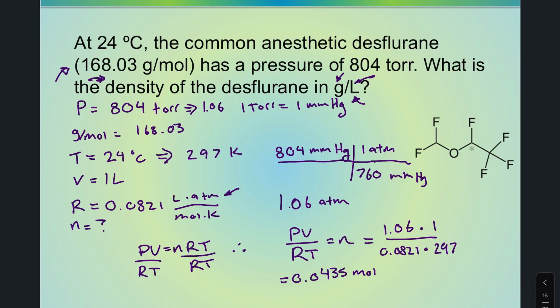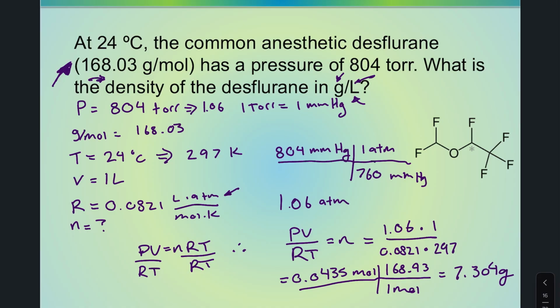0.0435 moles. Now, we know from this that to get to grams, for every 1 mole, we have 168.03. So we'll take that. 1 mole equals 168.03. That gives us 7.304 grams.